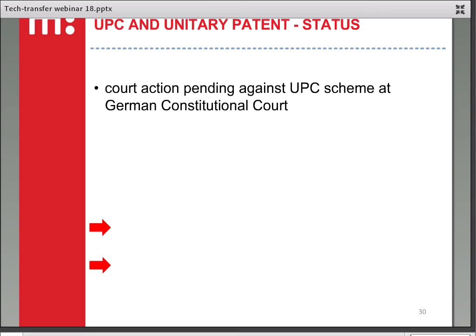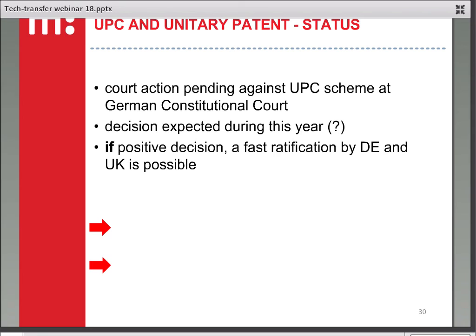At the moment, we've got a court action pending against the unitary patent system and court system at the German Constitutional Court. And that's why Germany has stopped the ratification for now. The German Constitutional Court plans to have a hearing and a decision rendered in this matter during this year, which is quite interesting, but we don't know when this will be. So as I said, the decision is expected this year. And if the decision is positive, so that the Unitary Patent Court System does not violate the German Constitution, then we may in fact see a very fast ratification by Germany.